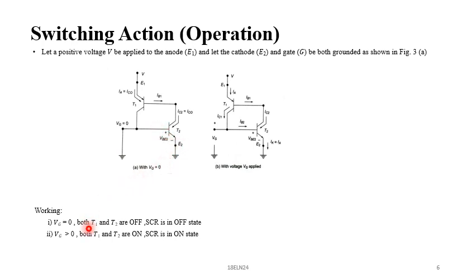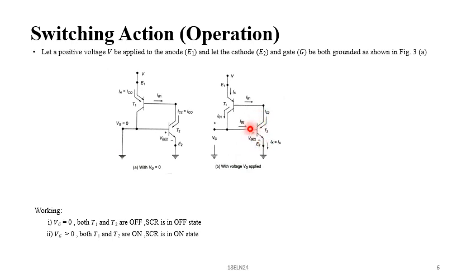Now the second condition, when Vg is greater than 0. I'll give some positive voltage here, or I'll give a pulse type of signal to the gate. If I increase the magnitude of this voltage, the voltage across base and emitter will be more than 0, and when it crosses 0.7 V, transistor T2 is turned on, resulting in a current IB2, and the state of this transistor is on.